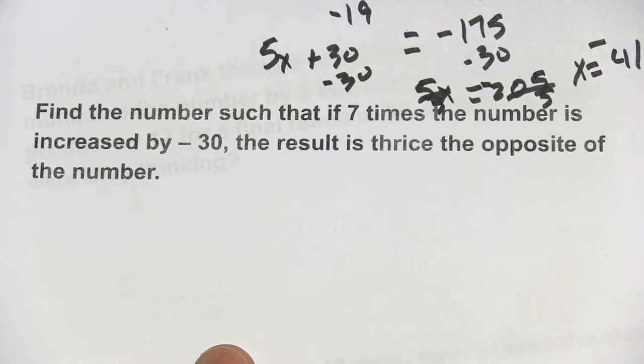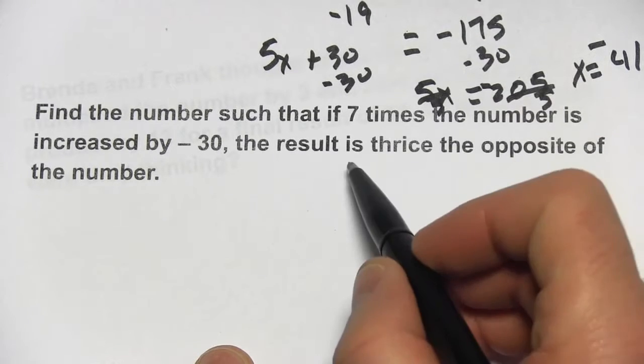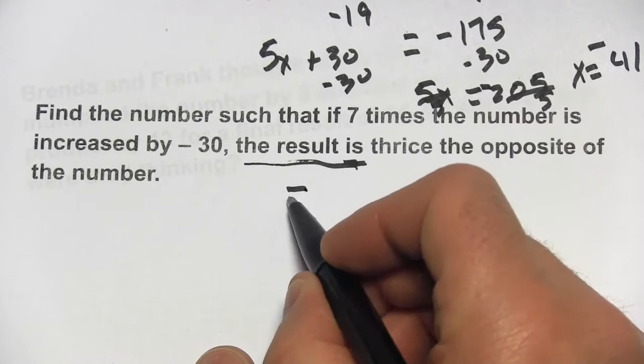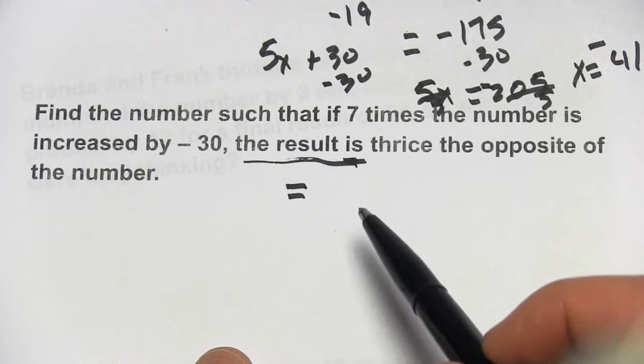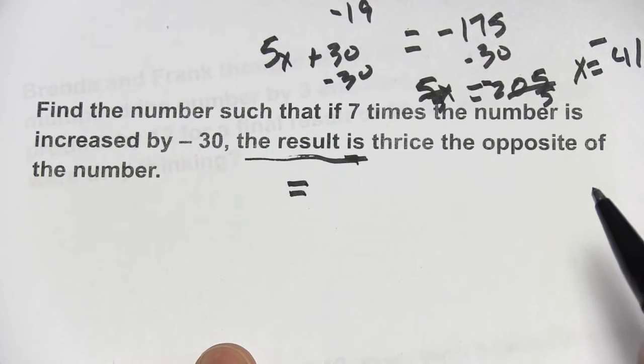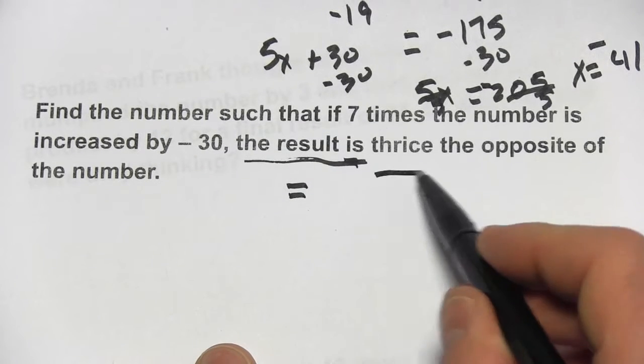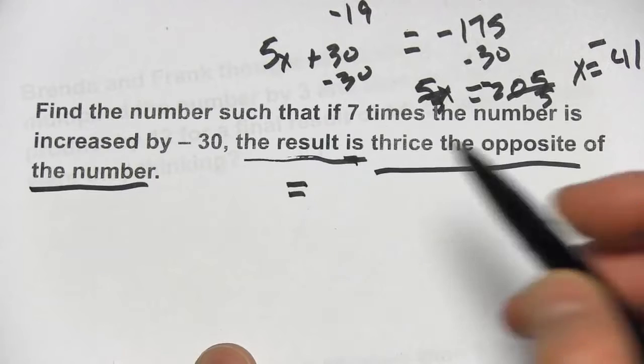First thing you should do is look for the is. And that's right here. In this case, it says the result is. That is our equal sign. And let's try to figure out what's on the left and what's on the right of the equal sign. I'm going to start on the right just because it looks easier. Thrice the opposite of the number.